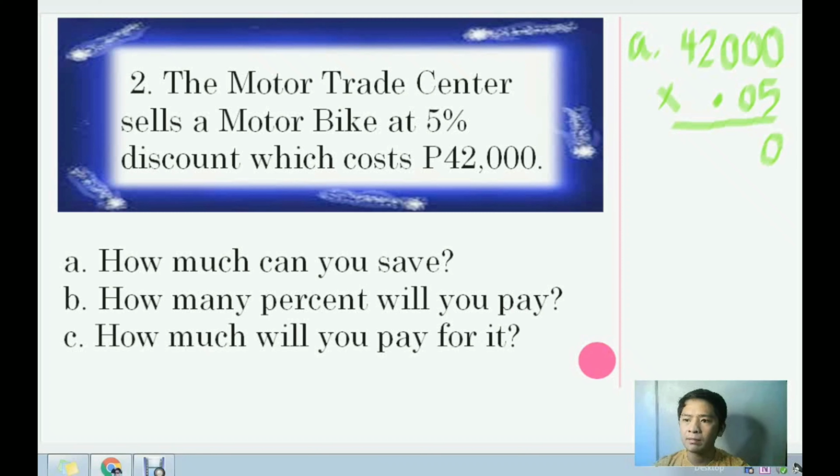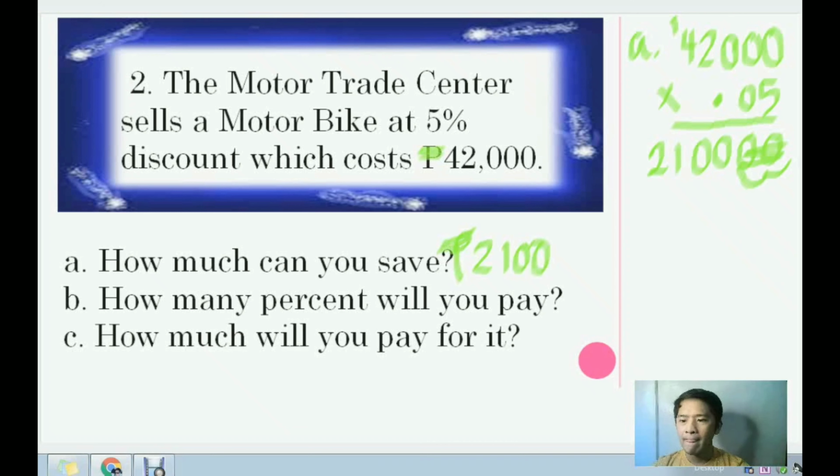Multiply. 5 times 0 is 0. 5 times 0 again, 0. 5 times 0. 5 times 2 is 10. This is your 0. This is your 1. 5 times 4 is 20 plus 1 is 21. There are two decimal places there, ibalik natin dito. Pero kung 0.5 yan, hindi pwede. So, letter A, the answer is 2,100 pesos. Lagyan natin ng peso sign.